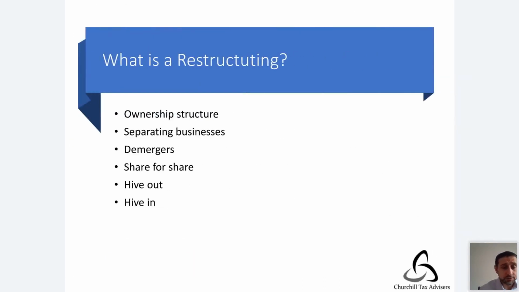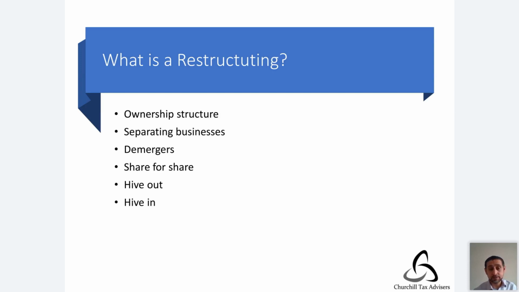What is a restructuring? Essentially, when there is an ownership structure that needs to be changed, or a company's ownership needs to be changed. We need to separate two businesses, for example. One is a trading business, one is a property business, and they're all in one company. That needs to be separated.